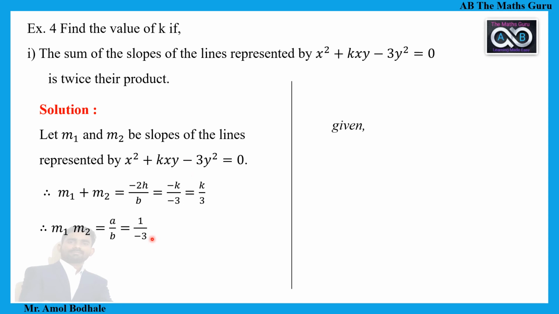Here we have the given condition, that the sum of slopes m1 plus m2 is twice their product. That is, m1 plus m2 equal to 2 times m1 into m2. Let's put the values of m1 plus m2 and m1 into m2. So we get k upon 3 equal to 2 into 1 upon minus 3. So here the 3 cancels, and we get k equal to minus 2. So we get the value of k.